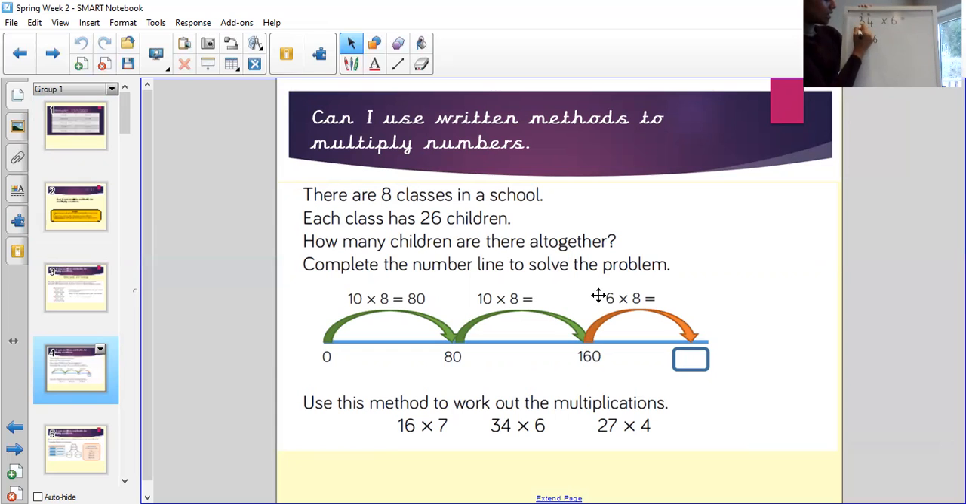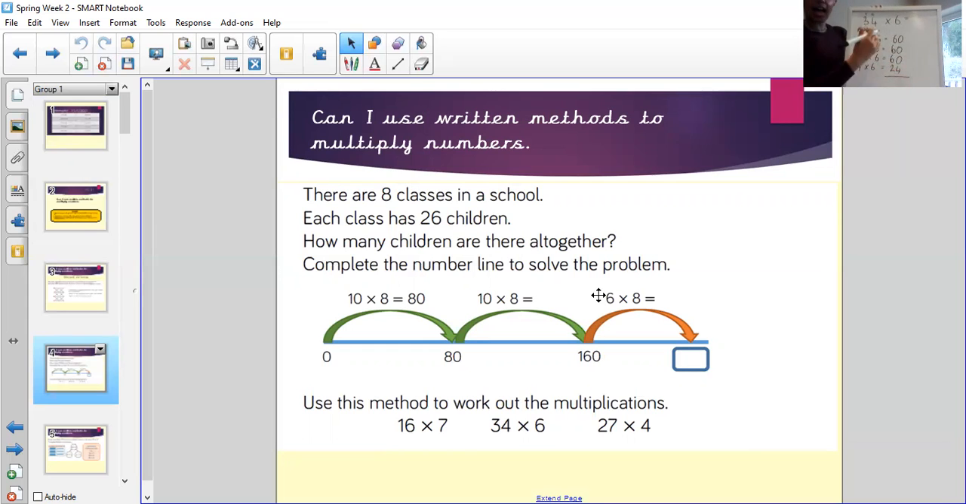I've got 3 10s. So 10 times 6 equals 60. And again, 10 times 6 equals 60. And one more time, 10 times 6, which equals 60. And then finally, I'm going to do 4 times 6. So 4 times 6 equals 24.